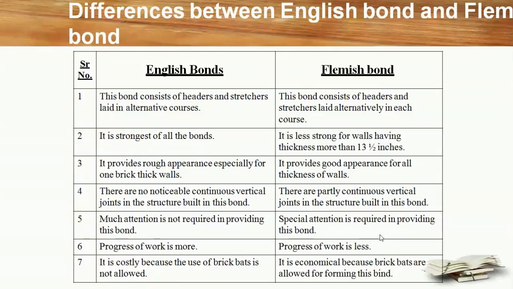In English bond we can say that it is stronger for walls thicker than 1.5 bricks, since it uses a larger number of headers. Of course, English bond is the strongest of all the bonds. Flemish bond is less strong for walls having a thickness more than 13.5 inch. English bond provides a rough appearance, especially for 1 brick thick walls, and Flemish bond provides a good appearance for all thicknesses of wall. So these are some differences of the English and Flemish bond.